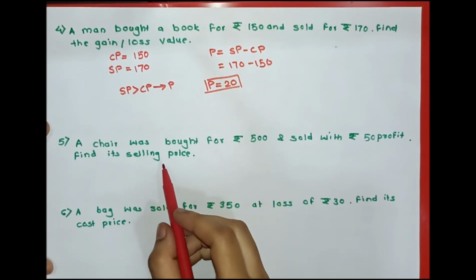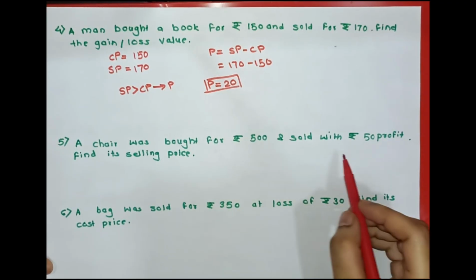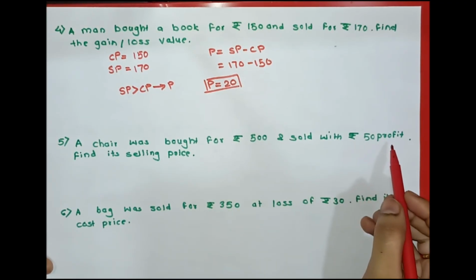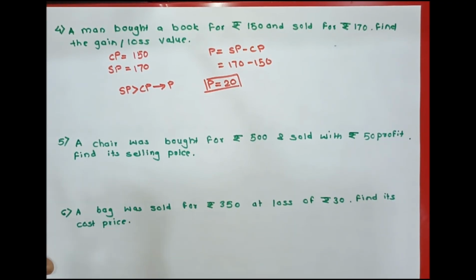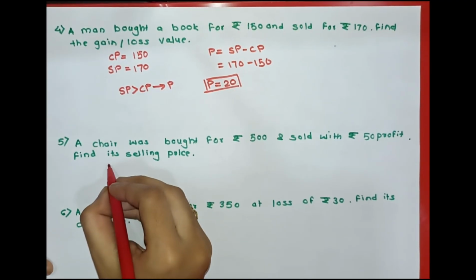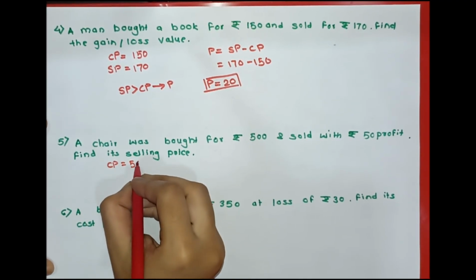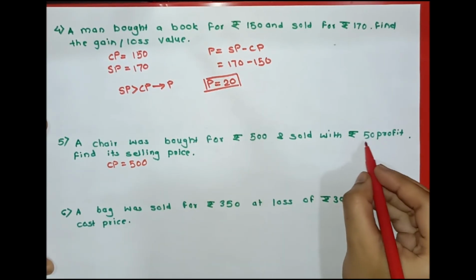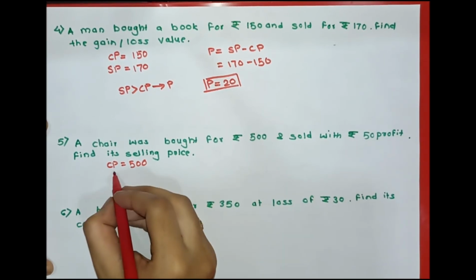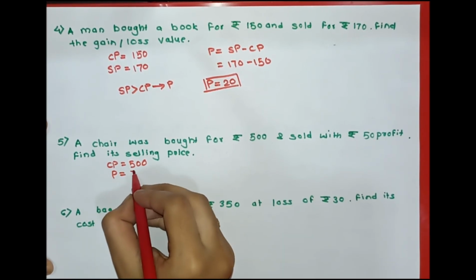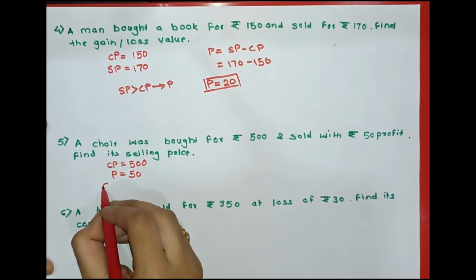Next question, a chair was bought for rupees 500 and sold with rupees 50 profit. Find its selling price. As per the question, the cost price of the chair is given as 500 rupees and it was sold with a profit of rupees 50. So we have been given the value of profit, which is 50 rupees, and we have to find out the selling price.